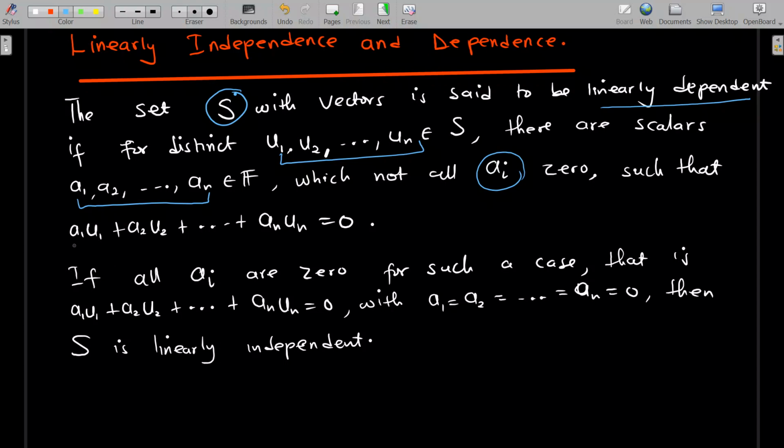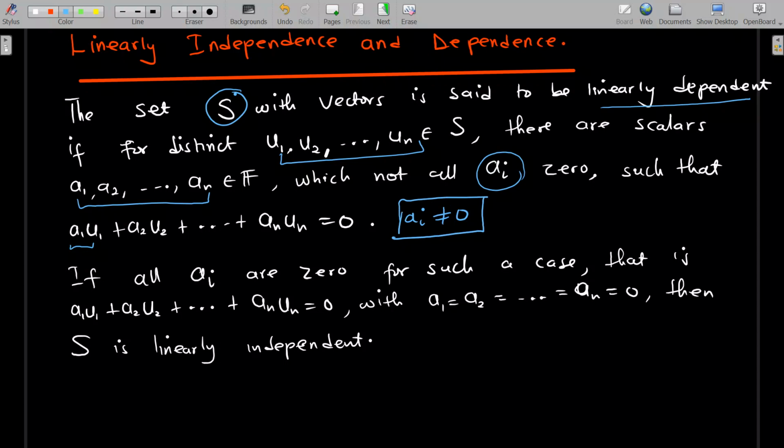Such that a1 multiplied by the first vector u1 in S, plus a number multiplied by the second vector, all the way to whatever you can think of, sums up to zero. And notice that not all the ai are zero, some of them are non-zero. So this is a very crucial point.